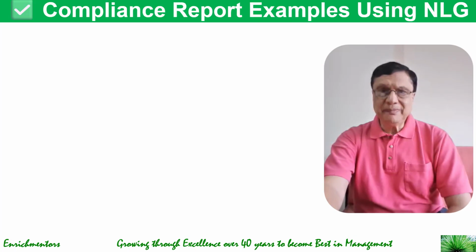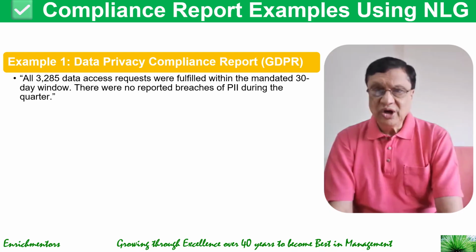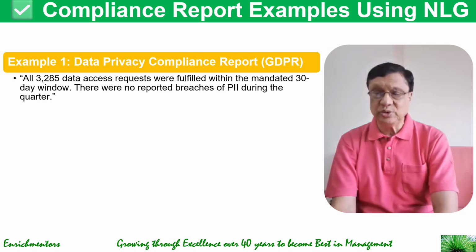Let's take a look at a compliance report example using NLG. So we're looking at three examples. The first example of the report could be on data privacy compliance report in GDPR. And a summary of the report could read like this. It could say, all 3285 data access requests were fulfilled within mandated 30-day window. There were no reported breaches of PII during the quarter.